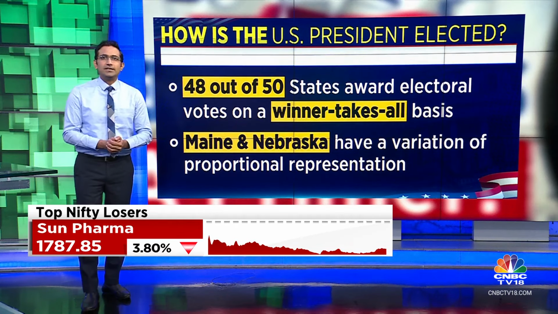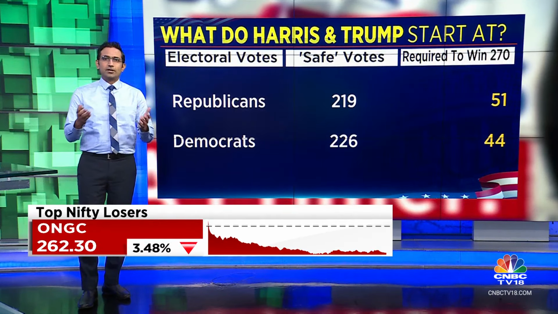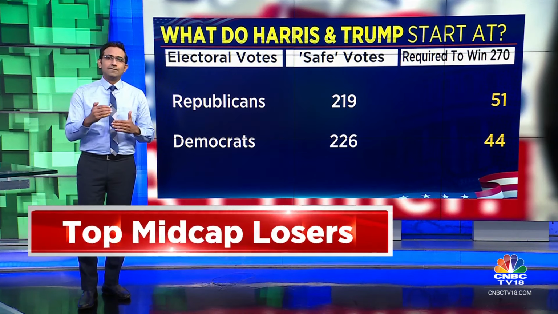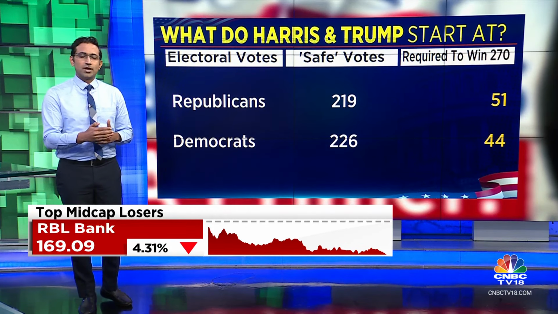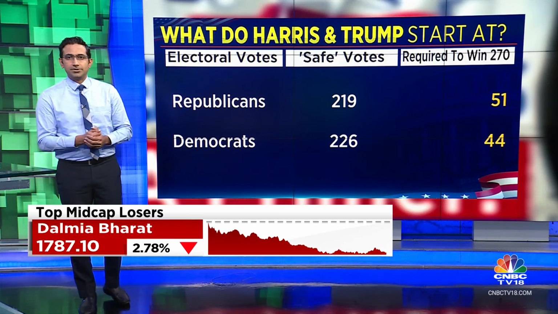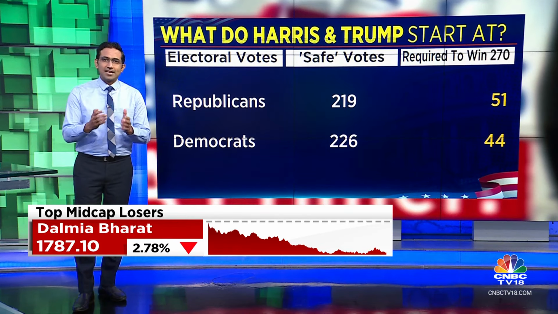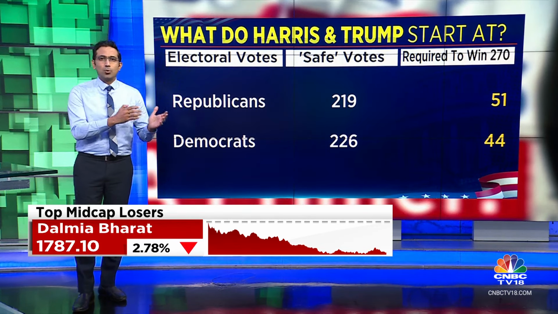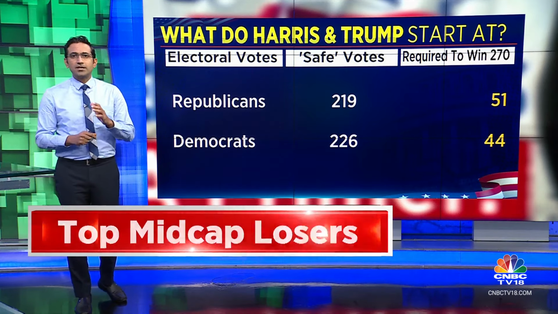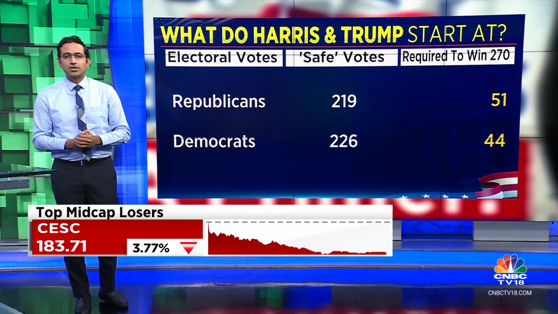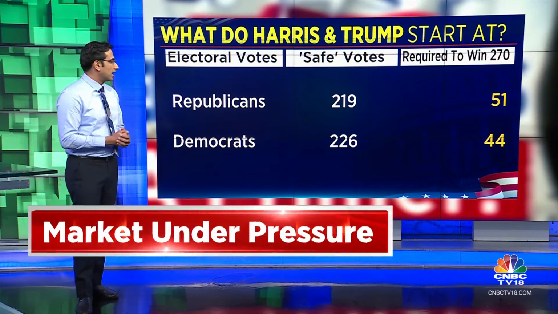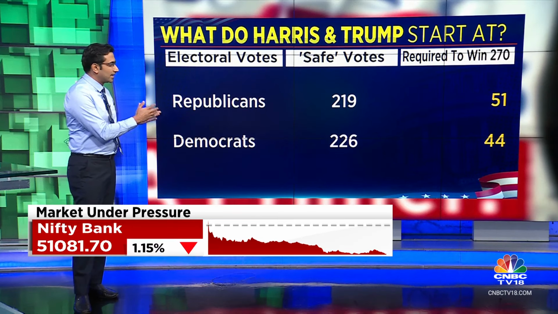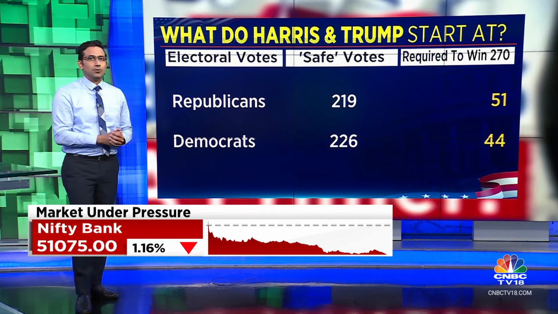Okay, now let's talk about the lay of the land. I mean, the 538 electoral seats, but both candidates start at different levels. Historically, some US states like California have always voted for Democrats, and some have always voted for Republicans. Assuming that these states which have historically voted one way or the other vote the same way, Republicans can count on 219 electoral votes and Democrats can count on 226 electoral votes. These are what I call safe votes, provided that historical voting patterns continue.